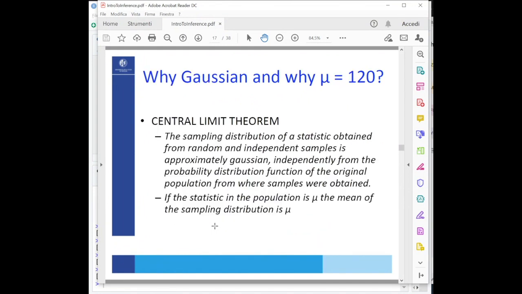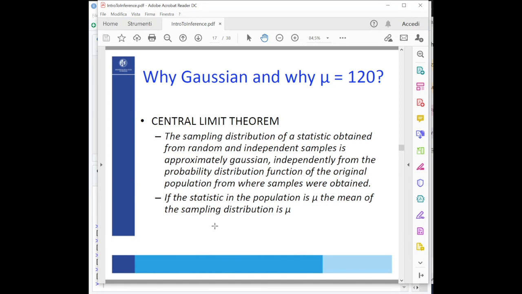A few steps ahead. We still have some time. So, first question. Why Gaussian, and why is the mean of the sampling distribution equal to the mean of the population? Well, there is an explanation related to a very famous theorem. It's maybe the most famous theorem in statistics, the central limit theorem. I will just tell you what it says. We will not prove it. There's no point.